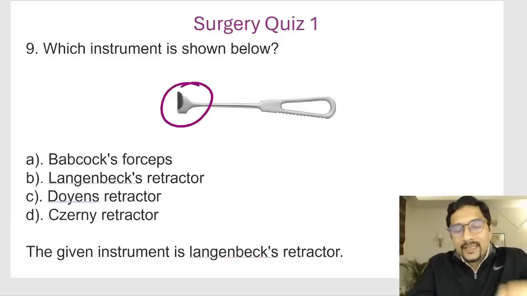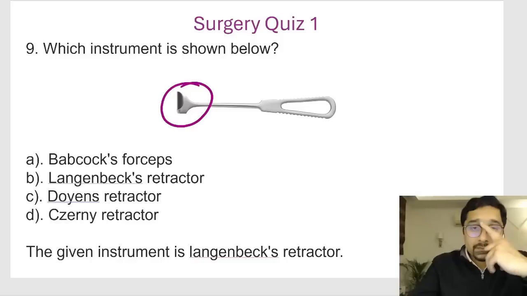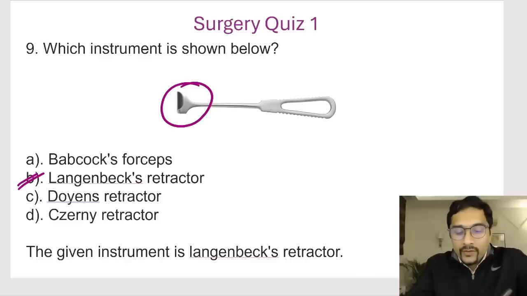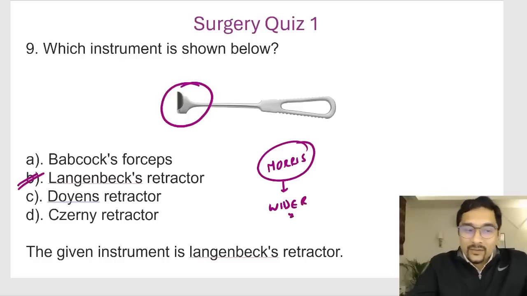You can see this is a right angle retractor, a self-retaining retractor. This is known as a Langenbeck retractor, which is used for open cholecystectomy, right? A modification of Langenbeck is a Morris retractor. Morris retractor is wider than Langenbeck, and that is also used for open cholecystectomy.